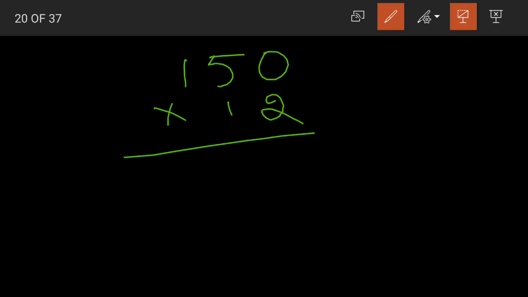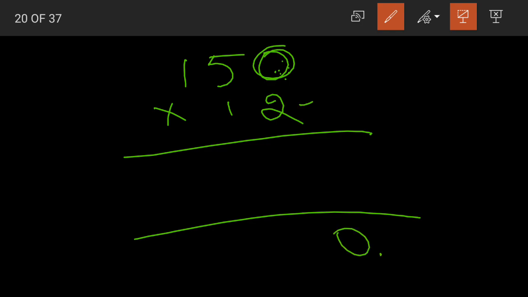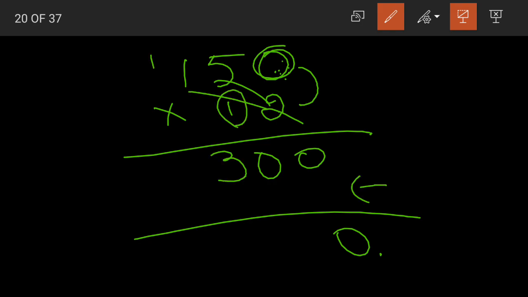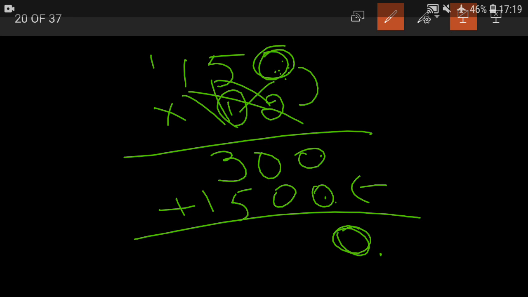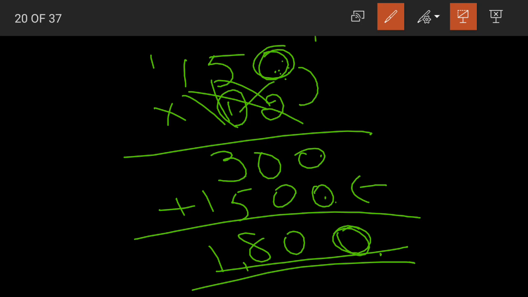150 into 12. We can simply skip multiplying the 0 here and write 0 directly in the product, or you can multiply as well. 2 zeros are 0, 2 5s are 10, 1 carry, 2 1s are 2 plus 1 3. Moving on to the next digit 1 here, placing 1 0 first. 1 zeros are 0, 1 5s are 5 and 1 1s are 1. Adding up partial products, 0 plus 0 0, again 0, 8 and 1. What is our final answer? 1800 is our final answer.